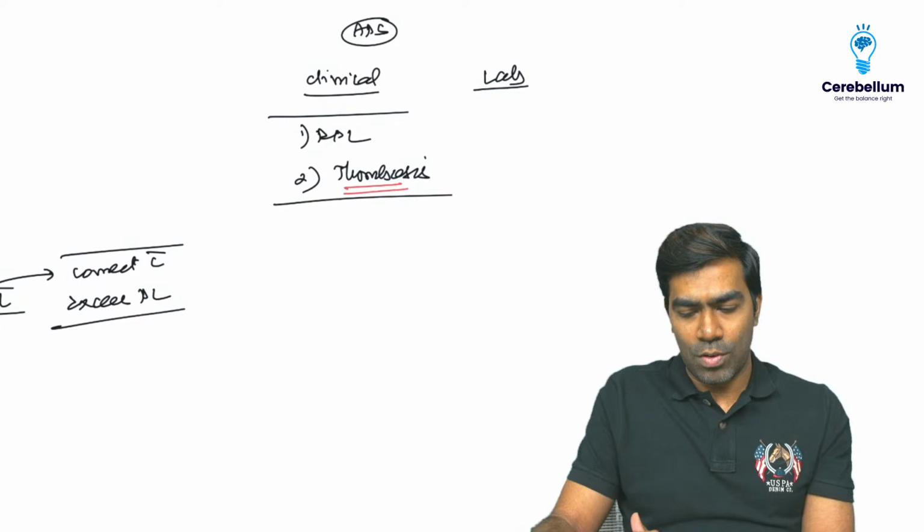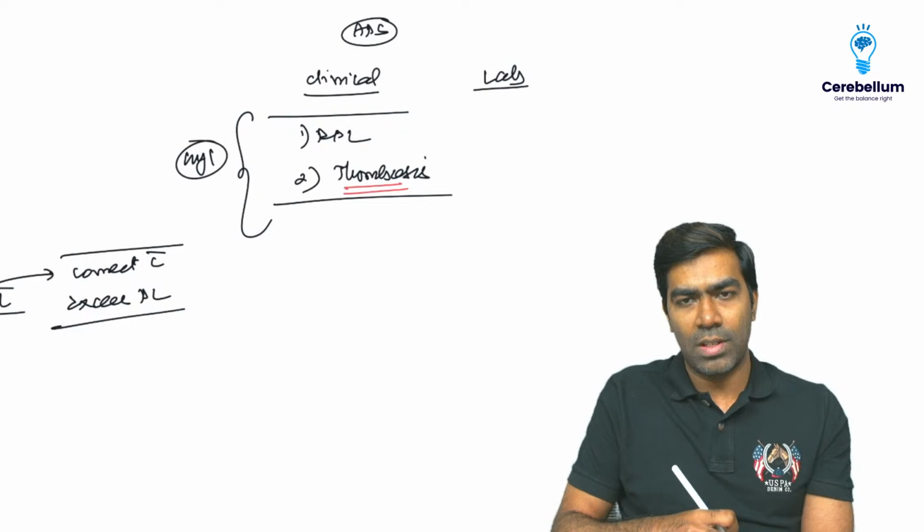Okay, what are the laboratory features? You should have any one of the antibodies. First of all, any one clinical feature should be there. And we have three antibodies. Out of these three antibodies, any one of the antibodies should be positive. So what are the three antibodies?